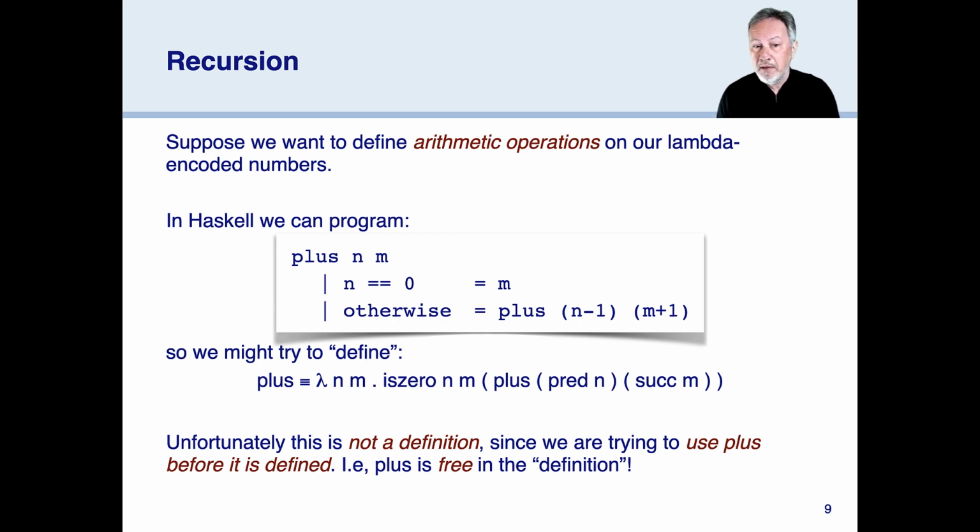Plus of n and m. If n is equal to 0, it just returns m. And if n is not 0, or rather if n is greater than 0, but let's pretend we only have non-negative numbers for the moment, will be plus applied to n minus 1 and to m plus 1. n minus 1 is simply predecessor, we have that already, and m plus 1 is successor, we also have that already. And the plus function is the one we're trying to define, so we apply it recursively.